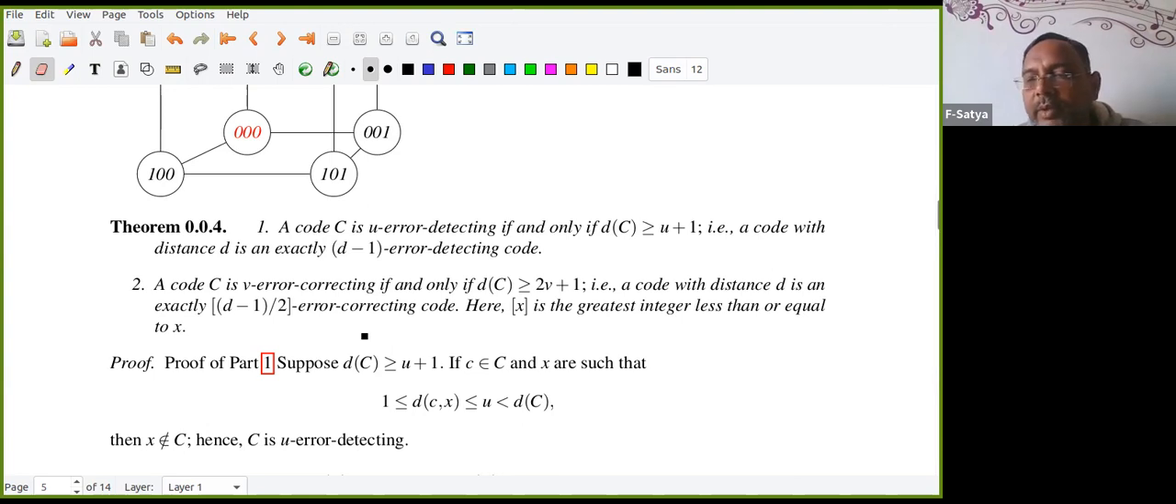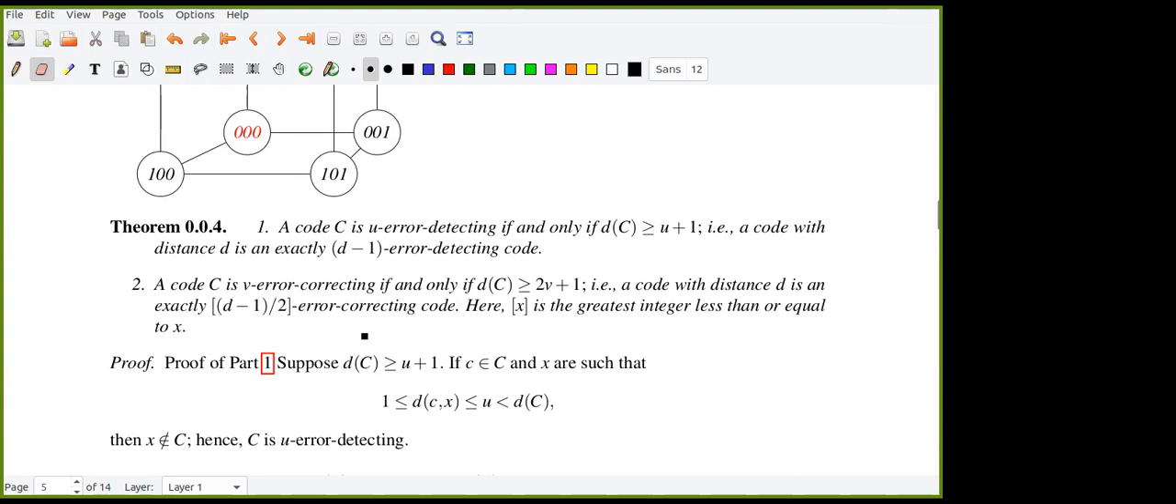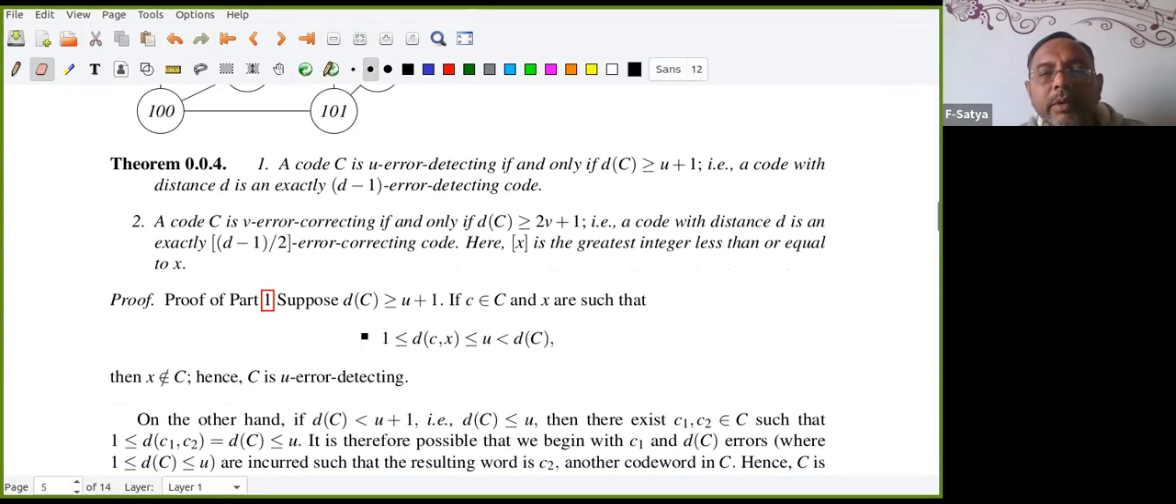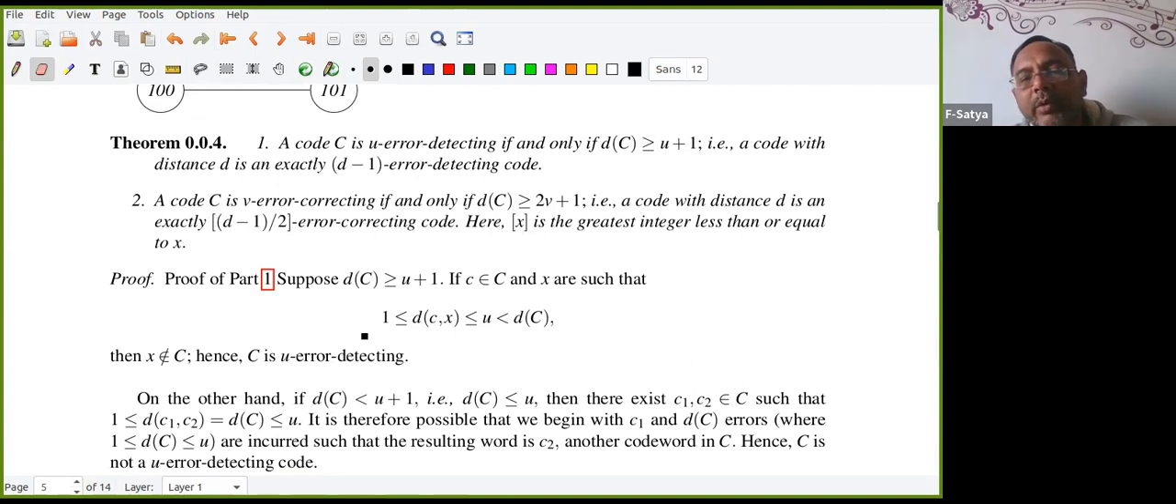Is the theorem statement okay, Rutuja? Yes, sir. How many errors can it correct now? That is the next one. It is d minus 1 by 2.